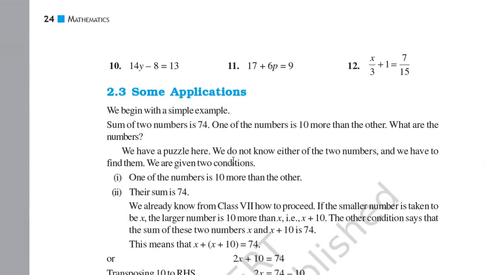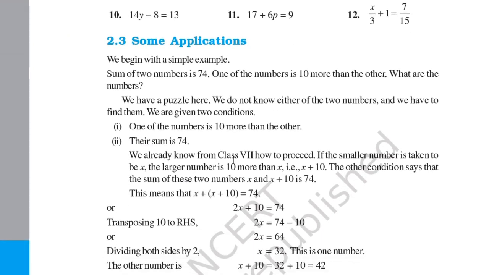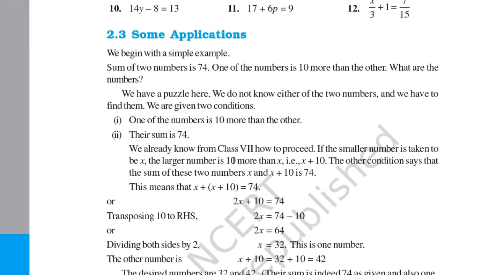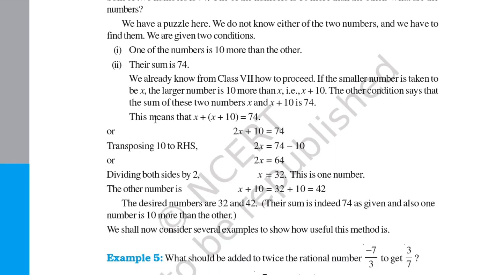So 2.3, sum application. We begin with a simple example. The sum of two numbers is 74. One of the numbers is 10 more than the other. What are the numbers? So we have a puzzle here. We do not know either of the two numbers and we have to find them. We are given two conditions: one number is 10 more than the other, and their sum is 74. So we already know from class 7th how to proceed.